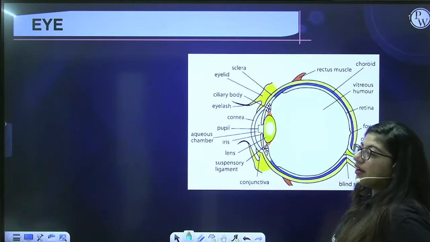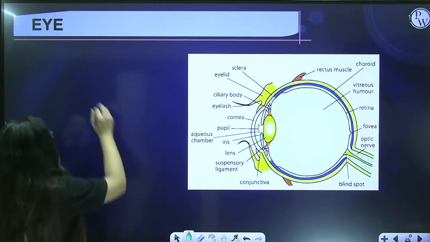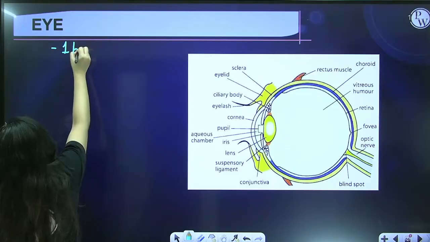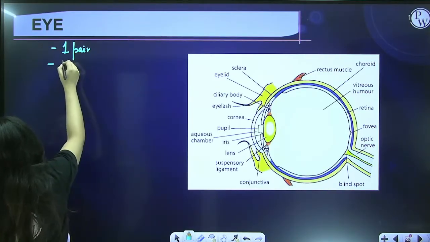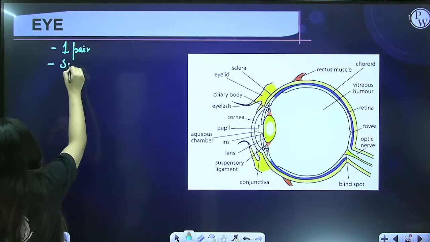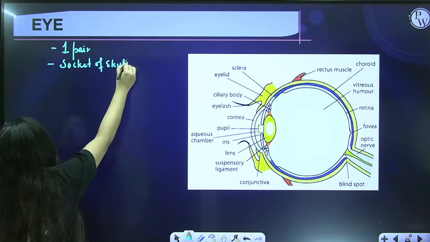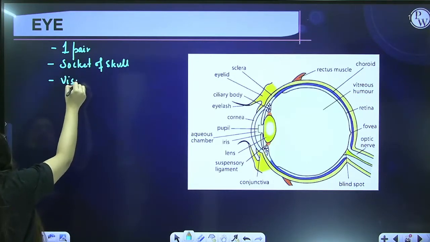Next, we have our another sense organ, that is eye. So, what's the function of eye and how many eyes do we have? We have one pair of eye. And where are they present? They're present in the socket or orbit of the skull. In the socket of skull. So the function of the eye is vision.